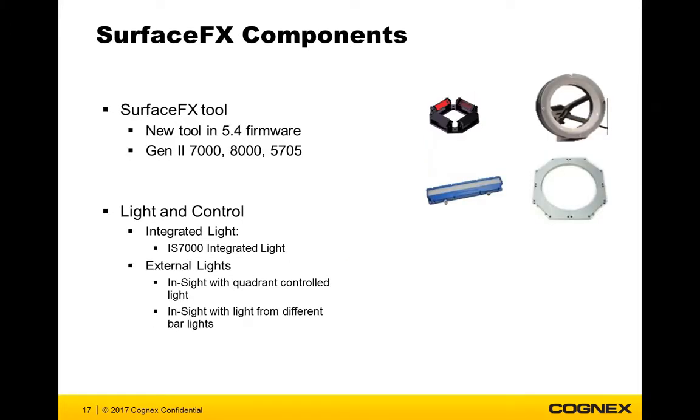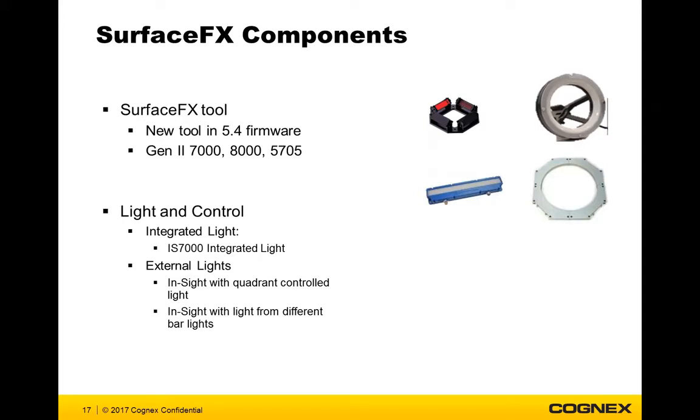So the external lights would be maybe an Insight with a quadrant controlled light, like the CCS quadrant controlled light. It turns on each quadrant in succession. Another one would be a light from different bar lights, and there are so many of those out there: CCS, OPT, SVL, a lot of different bar lights. You can put those together in a bracket, or you construct your own bracket. So the amount of external lights out there is, the sky's the limit.